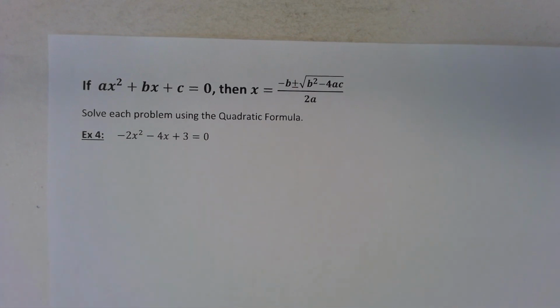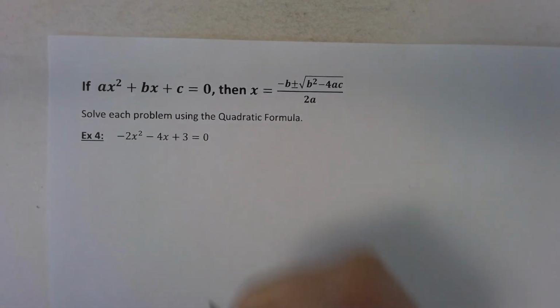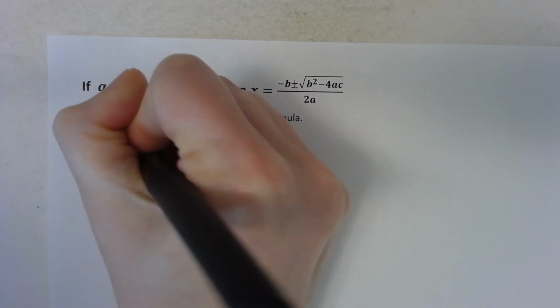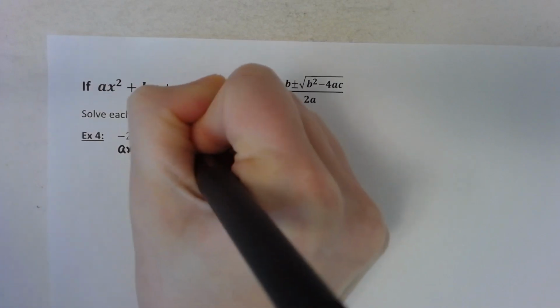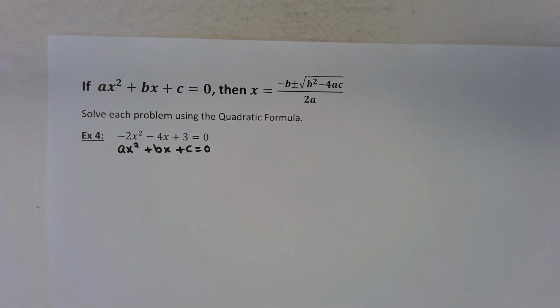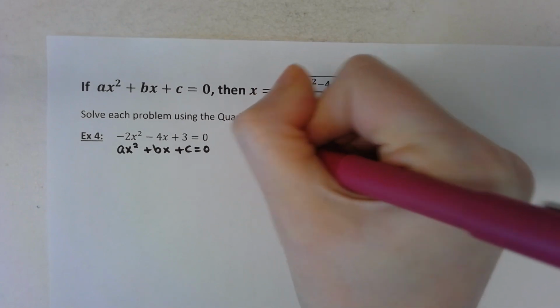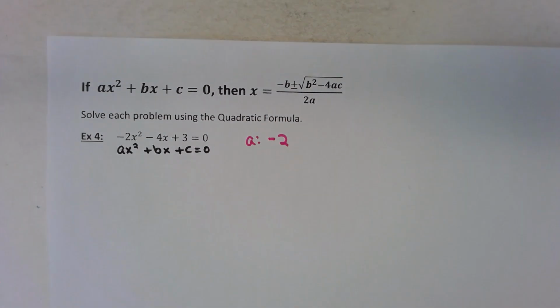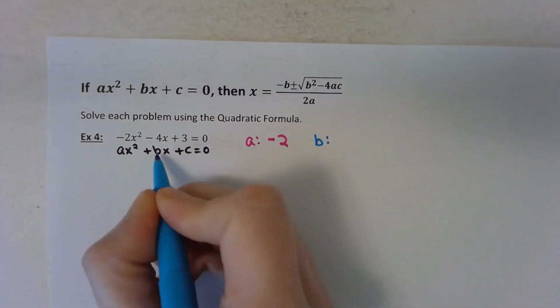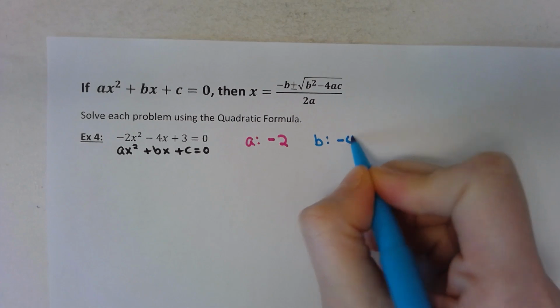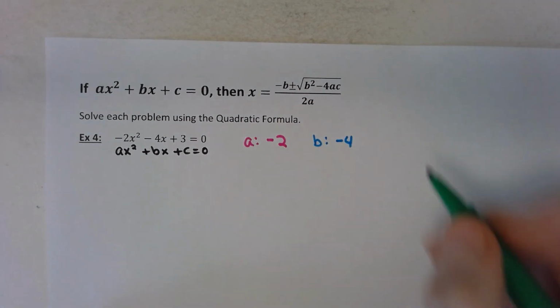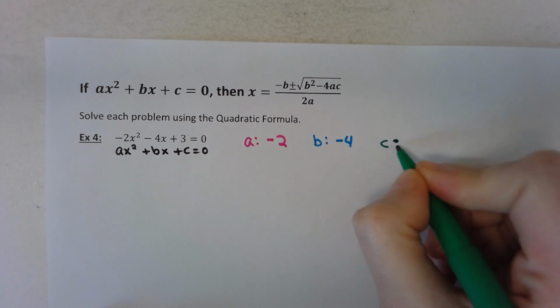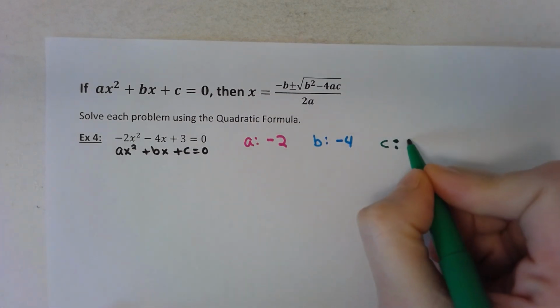Okay, so getting some more work with our quadratic formula, the first thing that you always want to do is label your a, b, and c values. So I'm going to write ax squared plus bx plus c equals 0 right underneath here. And I need to label all of my different pieces. So my a value is the number that's in front of the x squared. So in this case, we're talking about a -2. My b value is the number that's in front of the regular x. So in this case, we're talking about a -4. And our c value is the constant, the number without the letter attached to it. So in this case, we are looking at +3.